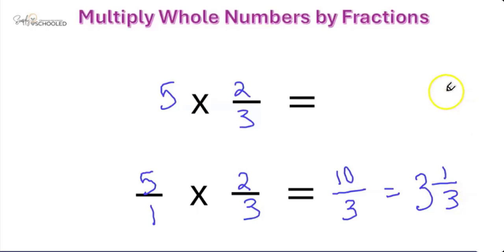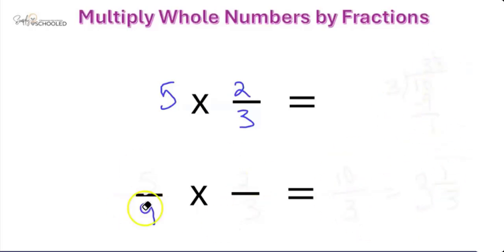Now remember, if you struggle with turning an improper fraction into a mixed number, you can always go into long division. 3 goes into 10 3 times, it's 9. You subtract it and you get 1, so you put that 1 over the divisor, so you have 3 1/3. So let's try another one.